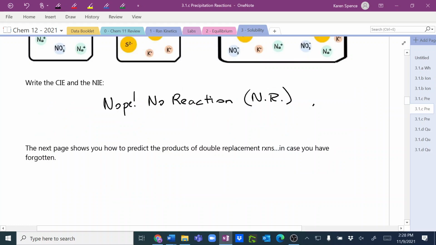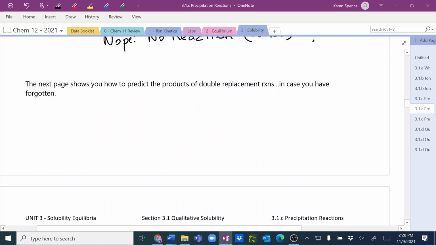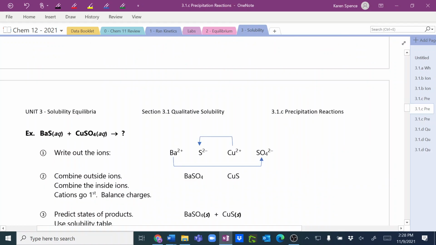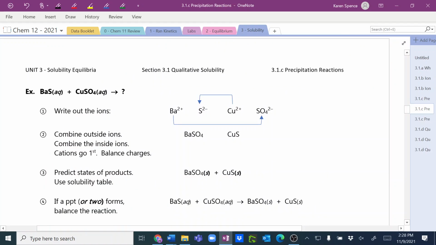The next page shows us how to predict the products of double replacement reactions and tell whether they're solid or aqueous. I guess my question to you is, do you want me to go over these examples with you, or do you just want to read it and do it on your own, and I'll just come around? What would you prefer? Do you want to do this together? Or do you want to do it on your own? Or do you not care? You don't care? You don't care? Does anybody have a preference?